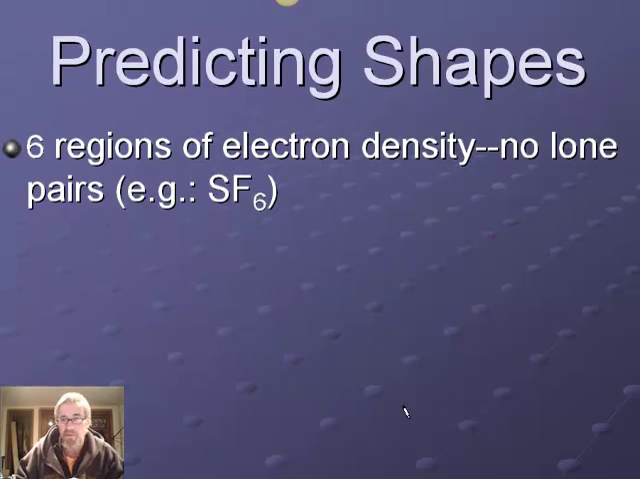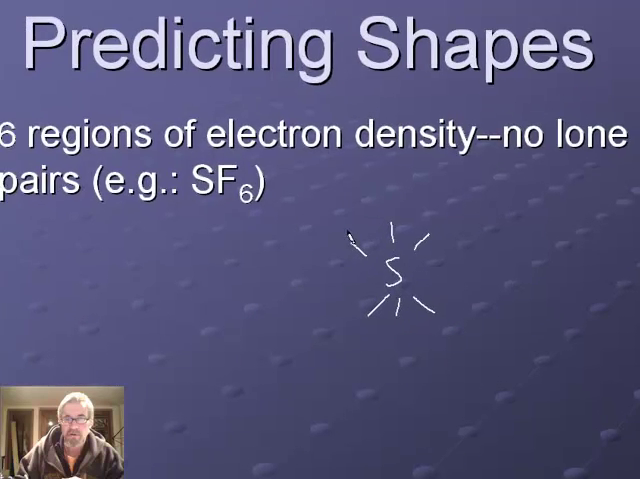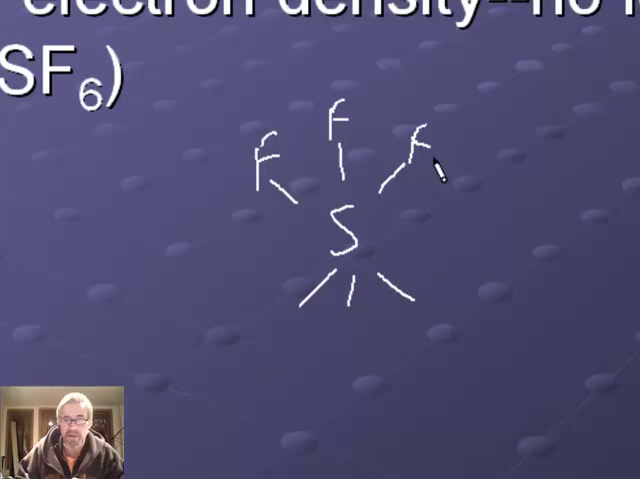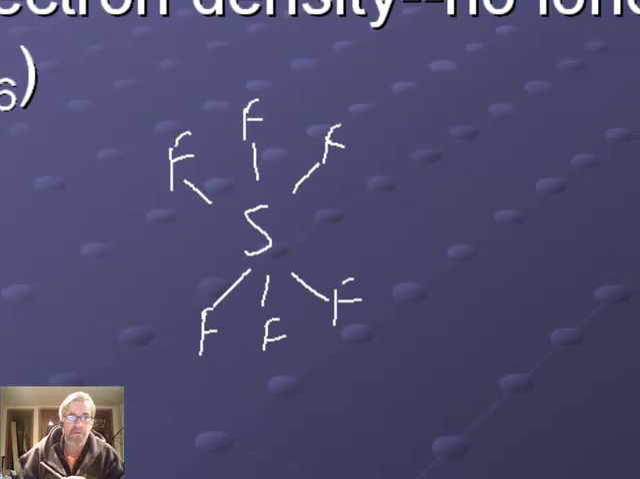6 regions of electron density with no lone pairs. Sulfur hexafluoride is an example of this. If you draw the Lewis structure for SF6, you end up with 6 outside atoms, no lone pairs. If I look at how many regions of electron density are there, well, obviously there are 6, and they're all bonds. 6 regions of electron density are going to be arranged in an octahedral shape.